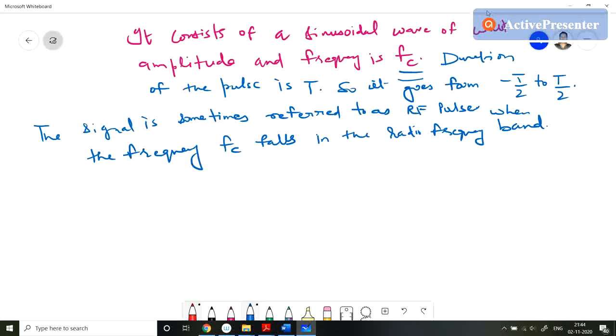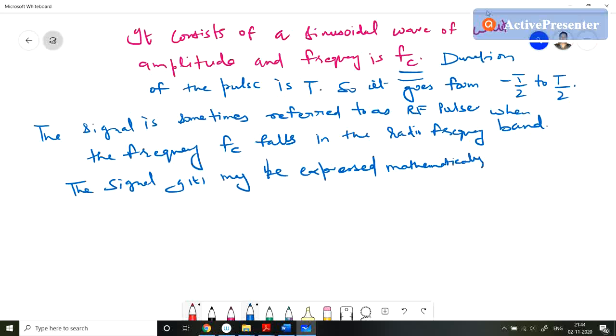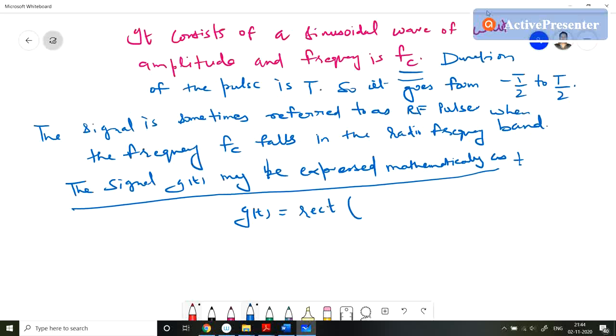So the signal g(t) may be expressed mathematically as g(t) equals rect(t/T) cos(2 pi Fc t). So g(t) is basically rect(t divided by capital T) times cos 2 pi Fc t.